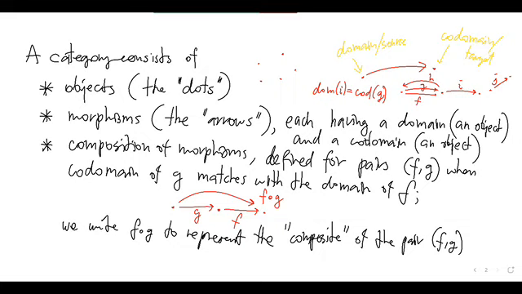So let's write this down as well, this information that the composite needs to have certain domain and codomain matching with that of G and F. So we write this to represent the composite of the pair. The codomain of F composed with G must equal the codomain of F.